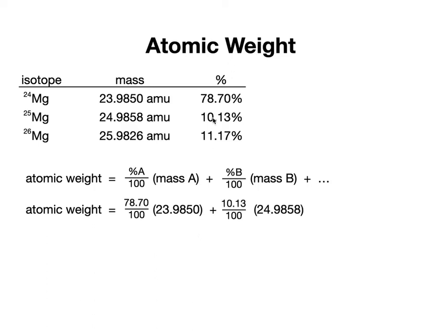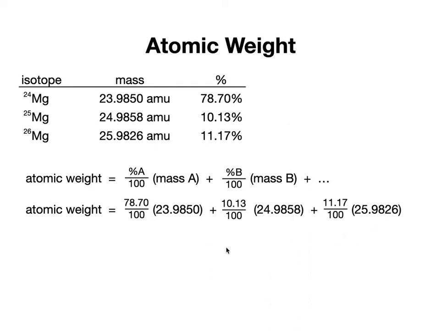Okay. We take the second percentage divided by 100 times the mass of that isotope, plus the percentage of the third isotope divided by 100 times the mass of that isotope. Now keep in mind, class, again, the units are atomic mass units.